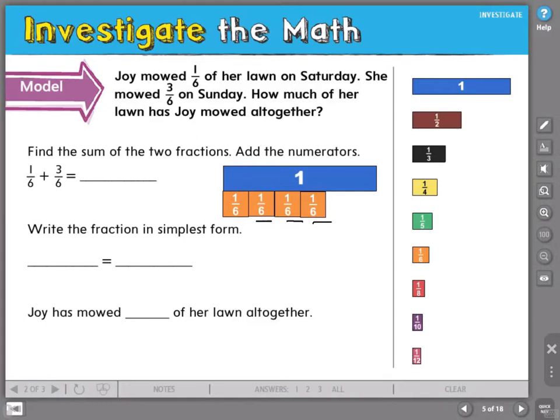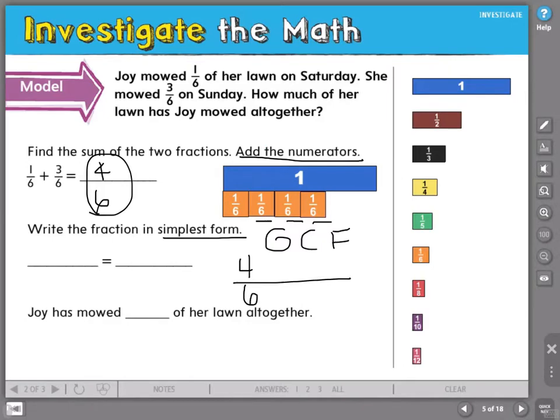Since we have fractions that all have the same denominator, we can just add the numerators. 1/6 plus 3/6 equals 4/6. But we need to write our answer in simplest form. So, how do we find simplest form? We need to find the greatest common factor. So I'm looking for common factors of 4 and 6.